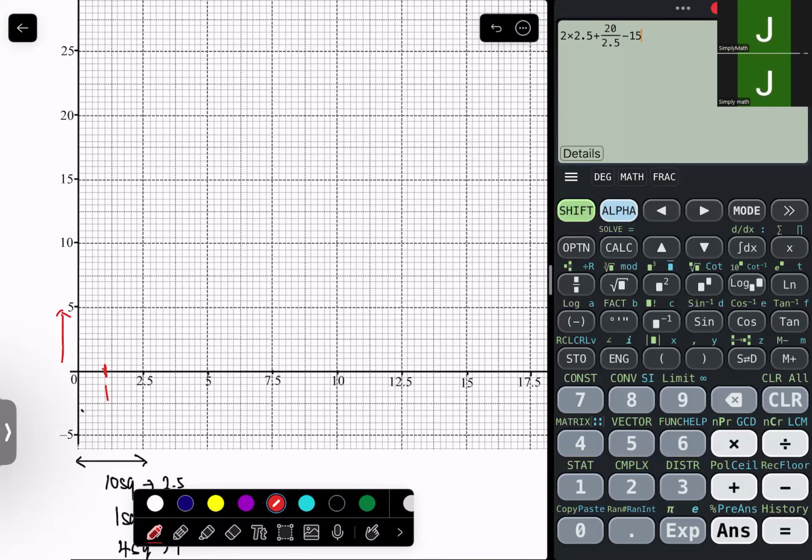Same thing down here. This is 10 squares for 5, so 1 square is 0.5. Okay, so 5, 6, 7. 7 is down here. So the first point that I'm looking for is over here. This is my first point.